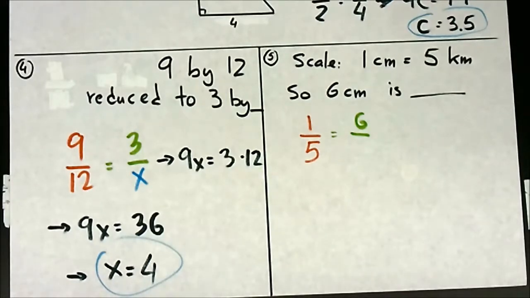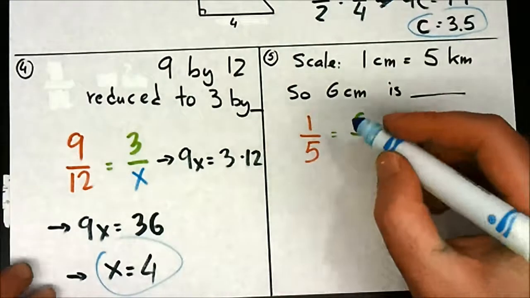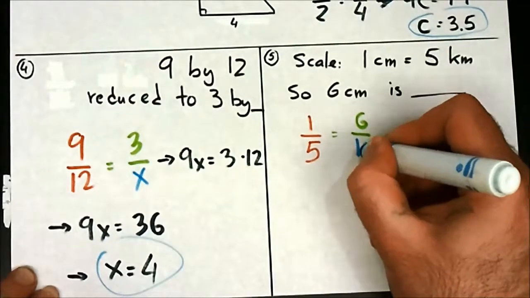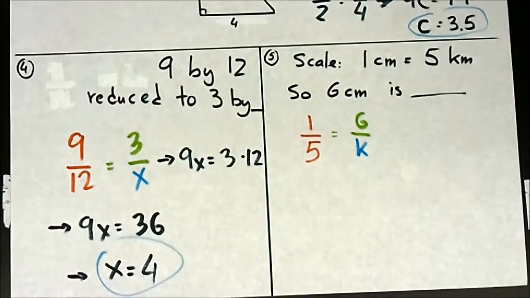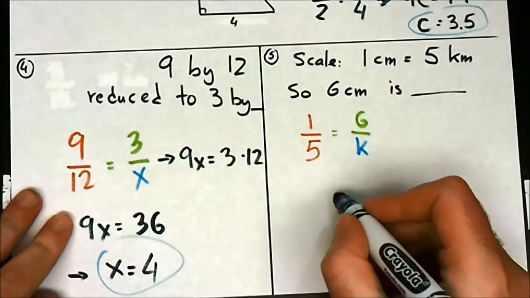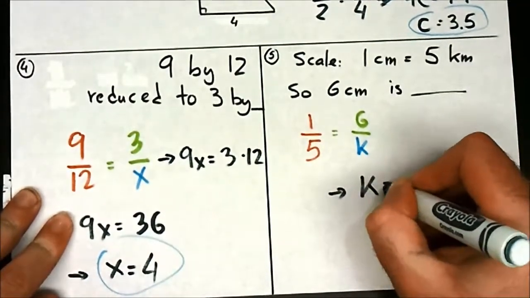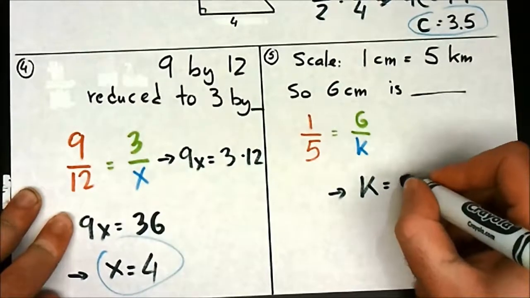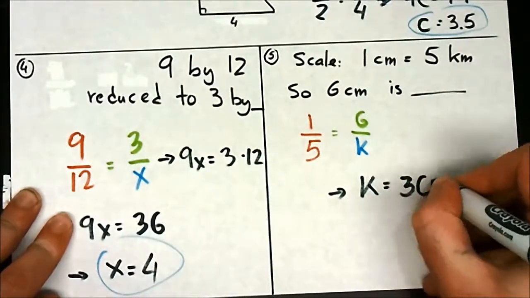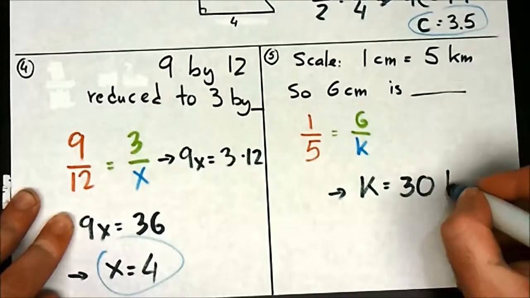And our missing real distance in kilometers, I'll give it k for kilometers, I guess. Let's not overuse x. What do I do next? Cross multiply, and this one is a real simple cross multiplication because k times 1 is just k. 5 times 6, well, that's just 30. Hey, look, we found it.